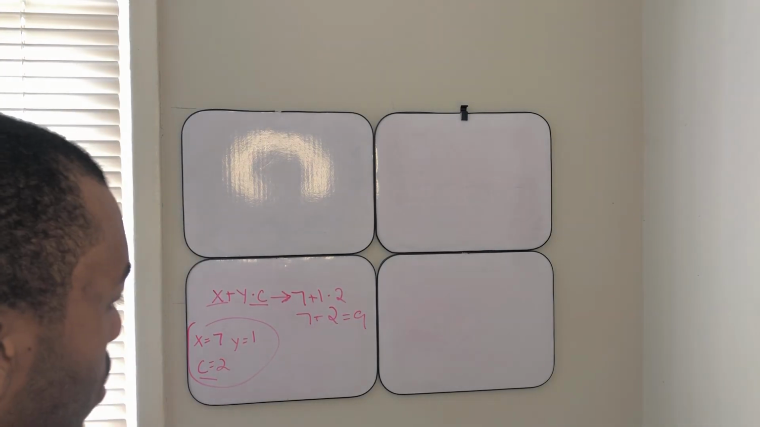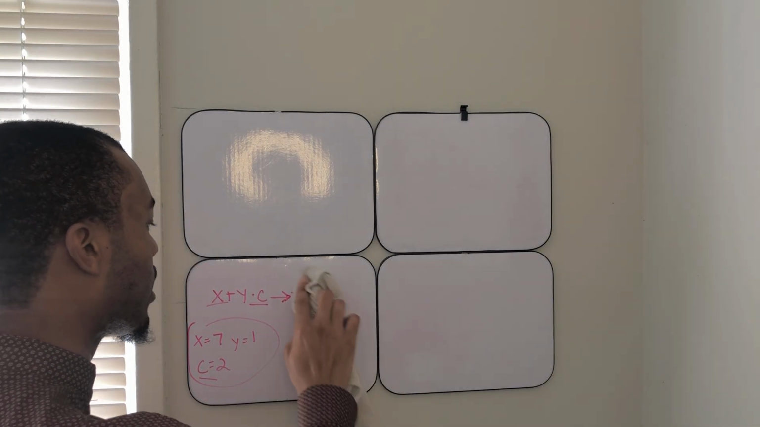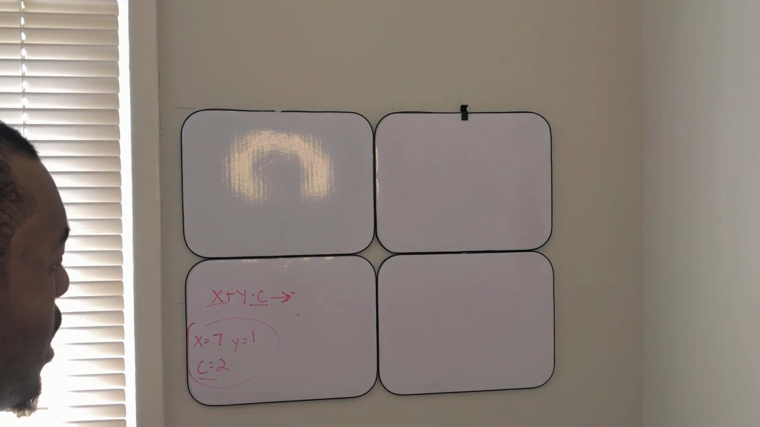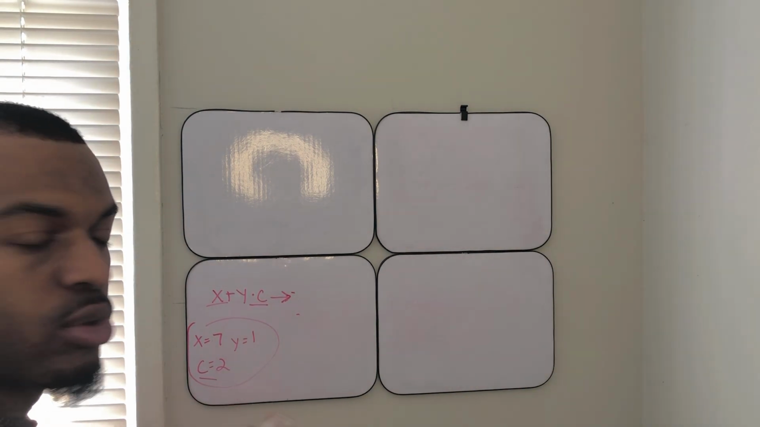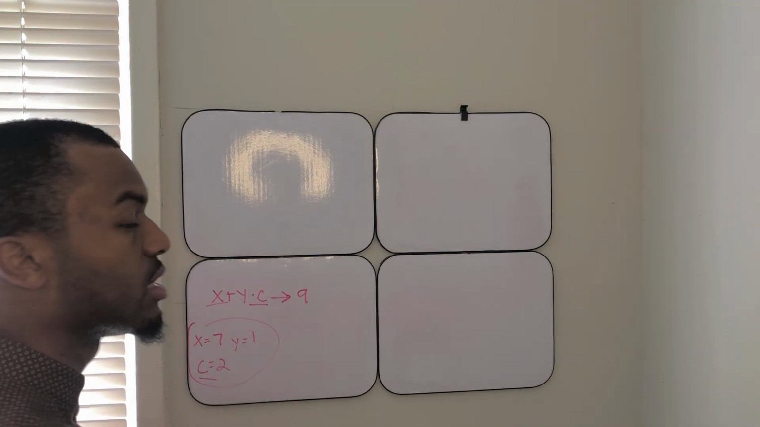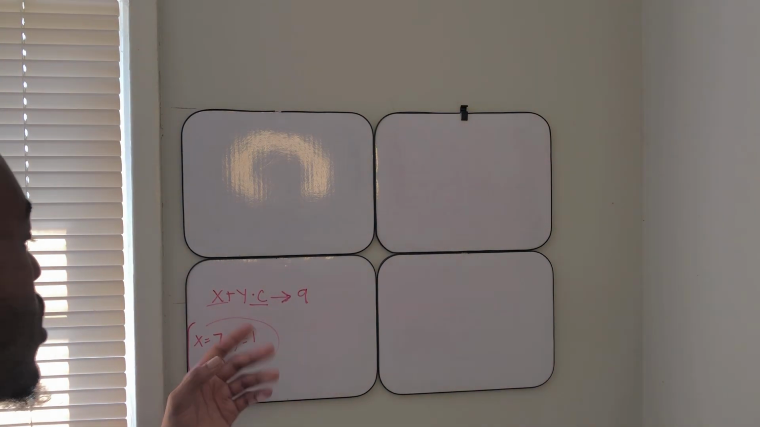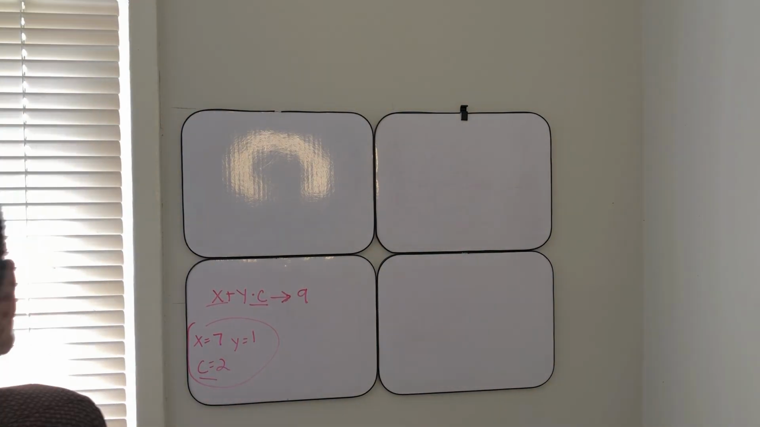So the value or answer that we get from the expression is directly dependent on what the variables represent. Right before, we got 6, but now the same expression, x plus y times c, equals 9 when we change some of these values.